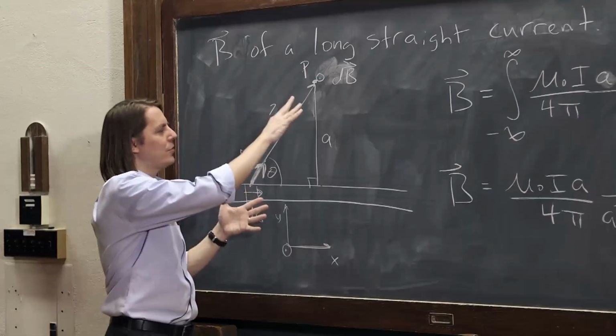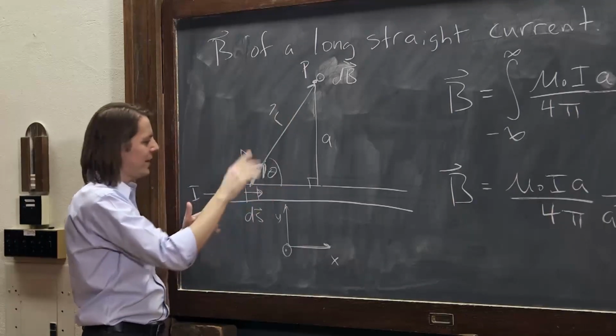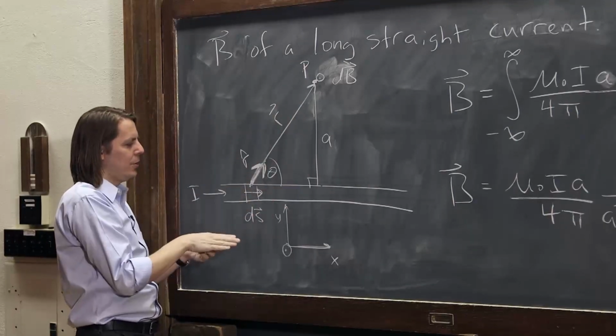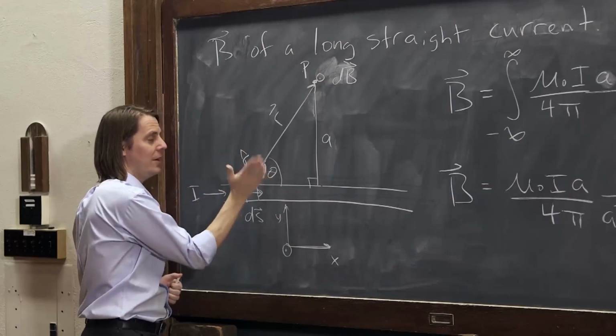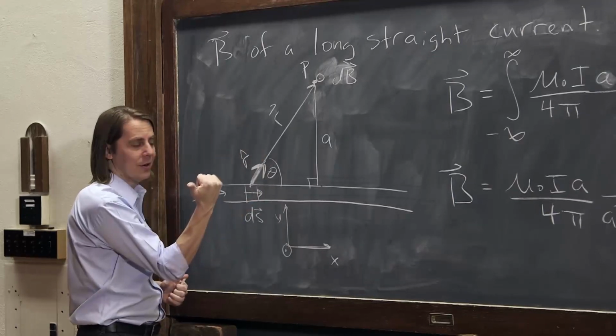So we've really only solved for it here. The reason that has to be is when we figured out this cross product, we crossed ds along the wire with r hat going this way. They were in this plane. That gave us the direction of the B field.